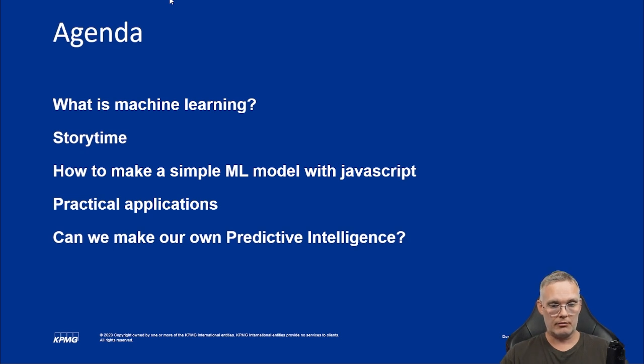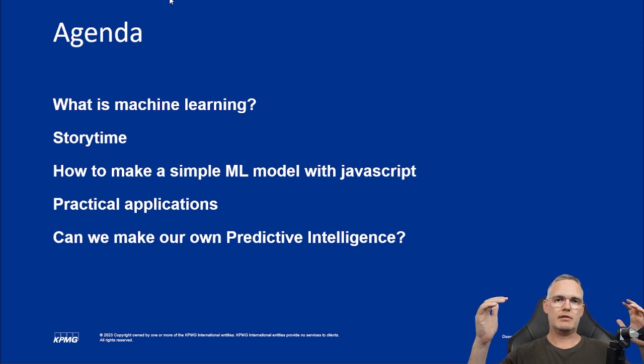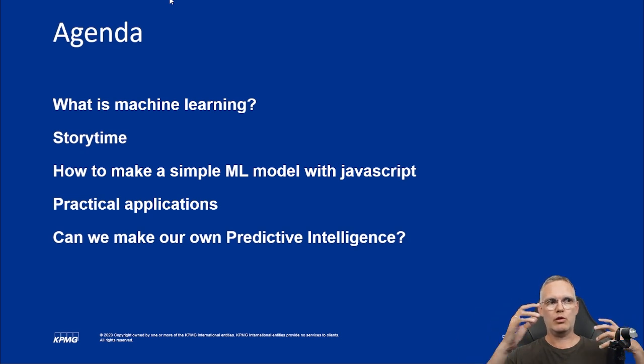If you're not aware, predictive intelligence in ServiceNow is when you have a ticket coming in, say a short description from an incident, and it predicts what assignment group this belongs to. So we'll use this model to predict an assignment group, and I'll show you how that works as well.